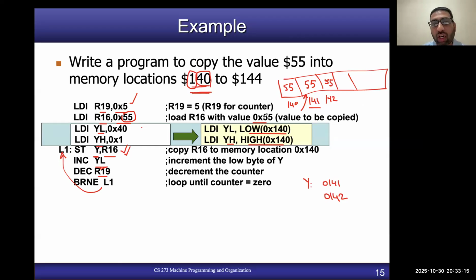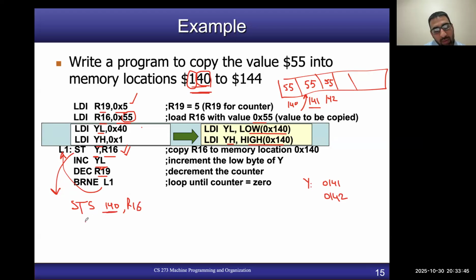So this is different from the direct addressing mode. Let's say I don't use the ST instruction and I use STS. If I use the STS instruction, I need to specify the address. I cannot specify a register, just something like 0x140, comma R16, right? So I cannot run a loop because now I cannot change this number.